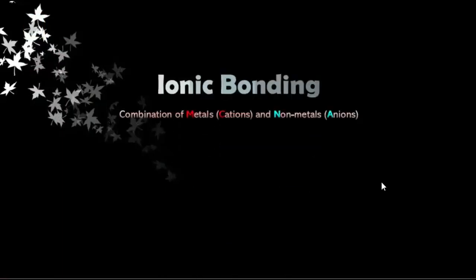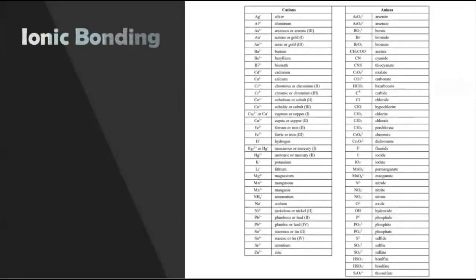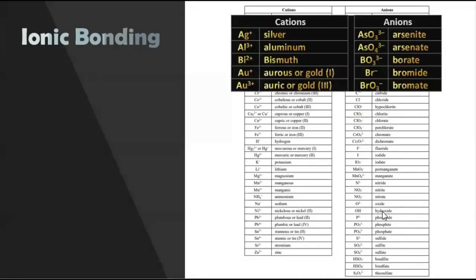Now, let's talk about ionic bonding. It is a combination of metals, called cations, and non-metals, called anions. We have here the symbol M plus and N minus, or C plus and A minus. For ionic bonding, we will be needing this ionic table. Let's understand more about ions. This is called the element symbol or chemical symbol, and the element name or chemical name.